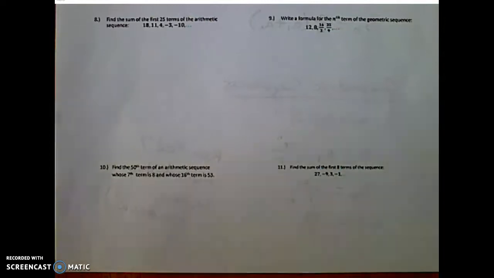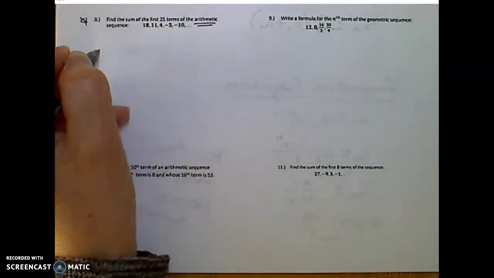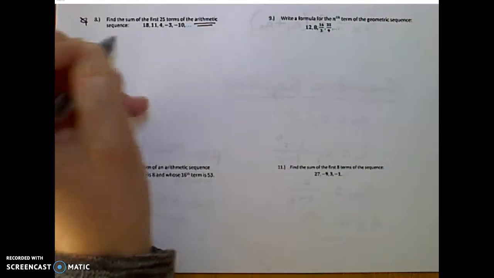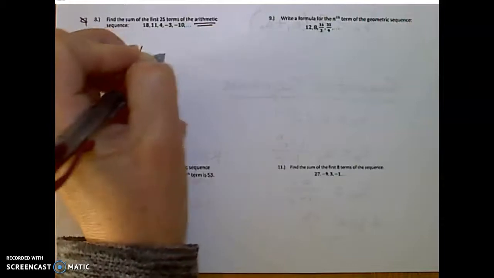For number 8, we're asked to find the sum of the first 25 terms of an arithmetic sequence. To find the sum of an arithmetic sequence, I'm going to use the formula S sub n is equal to the number of terms divided by 2 times the first plus the last. Let's see what we know here.